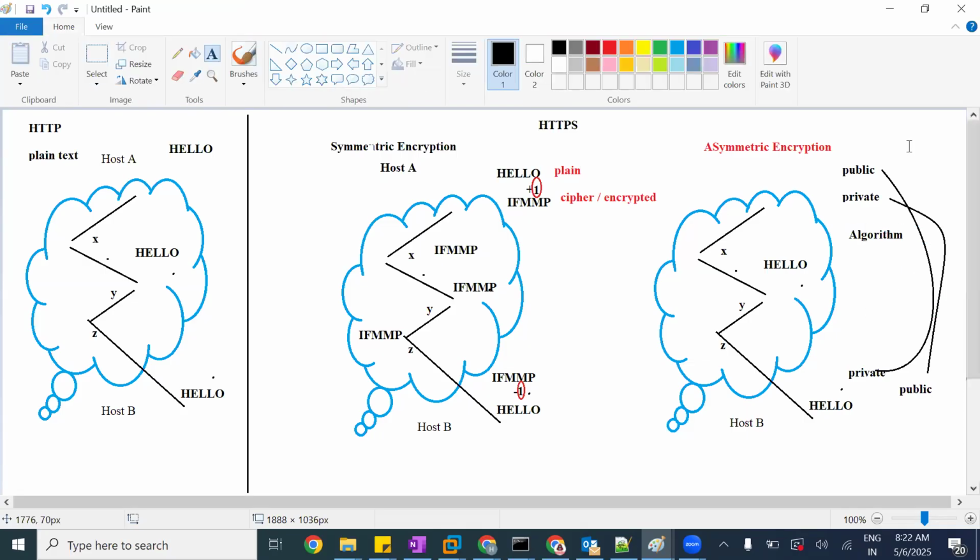What algorithms are there for encryption? What algorithms are there for asymmetric and symmetric? That also we are going to discuss. Among these two keys, public key and private key, one key has to be kept confidential, secret. Which one should be kept secret, public or private?